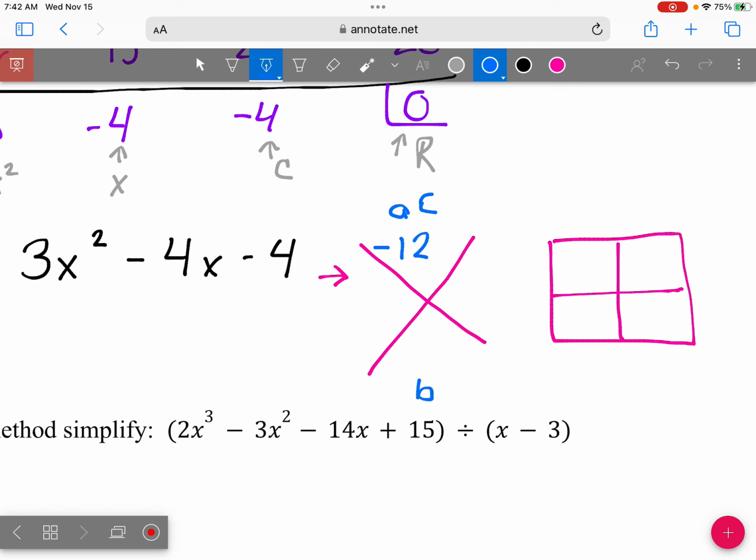bottom, and that's -4. We need a pair of numbers that multiplies to make negative 12 and adds to make negative 4. Negative 6 and positive 2. Negative 6 times 2 gives us negative 12, and negative 6 plus 2 gives us negative 4.